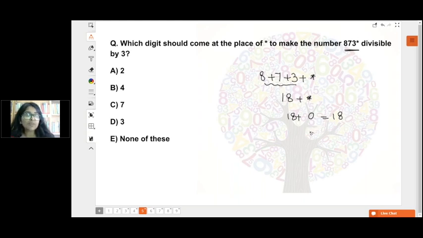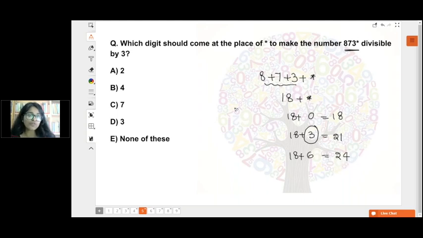Now the next possible digit should be 3, because then you will have a number which is divisible by 3. If you have 2, that will result in 20, right? 18 plus 2 will be 20, and clearly that will not be divisible by 3. So that's why you should have 3 as the missing digit. Otherwise, the next possible one is 6 too. Then you will have 24 as the sum of all the digits, and that clearly is divisible by 3.